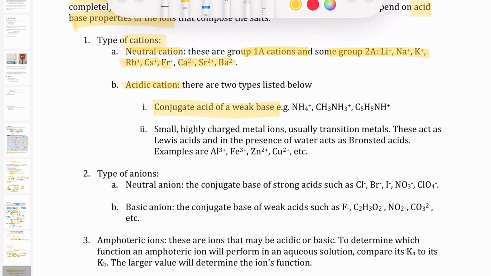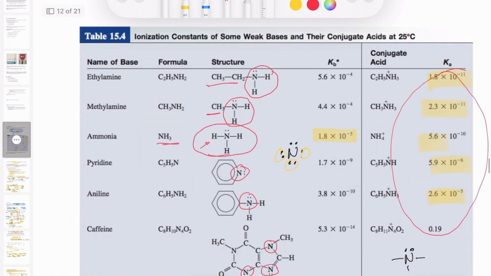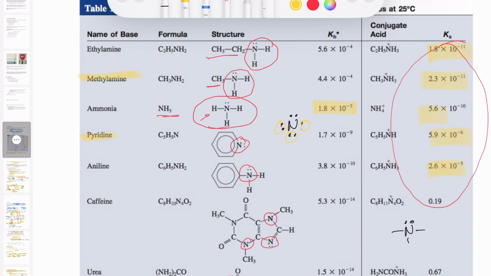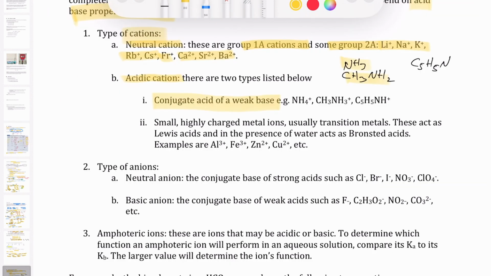Now you have to think about what weak bases are. It would be from that Kb table. So methylamine, pyridine, and ammonia are weak bases. Their conjugate acids will be weakly acidic. They're going to have some Ka value associated with them. For ammonia, the conjugate acid is ammonium. For methylamine, the conjugate acid is the methylammonium ion, which is CH3NH3 plus. And for pyridine, the conjugate acid is the pyridinium ion, which is C5H5NH plus. All of those are weakly acidic, and therefore if you have them in water, they're going to change your pH to the downside.